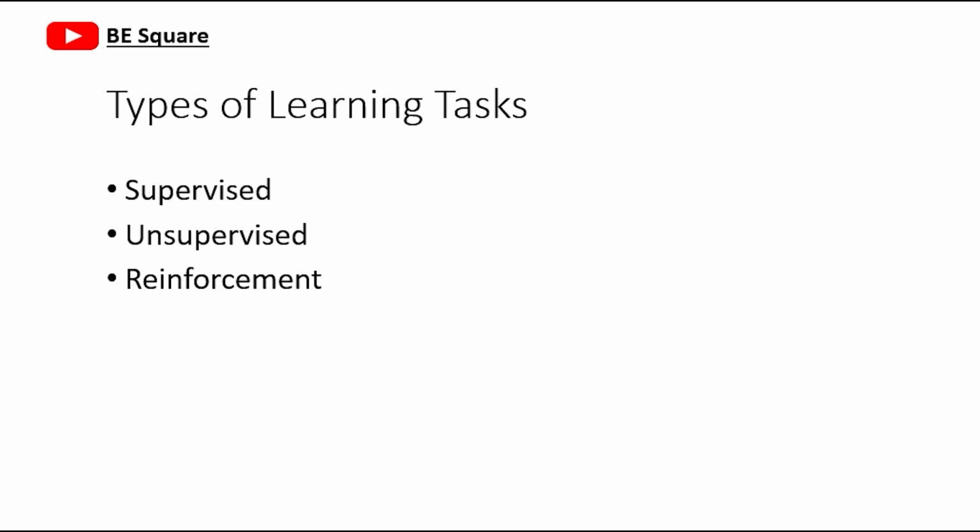Types of learning tasks: there are three major types of learning, which are supervised learning, unsupervised learning, and reinforcement learning. I will tell you about each one by one with the help of examples, so you will understand accordingly. First of all, supervised learning.